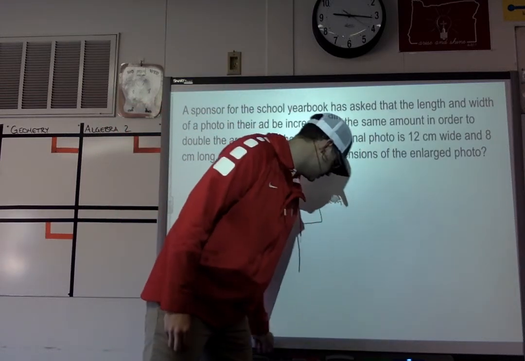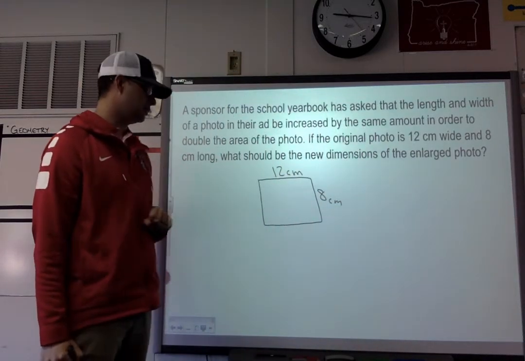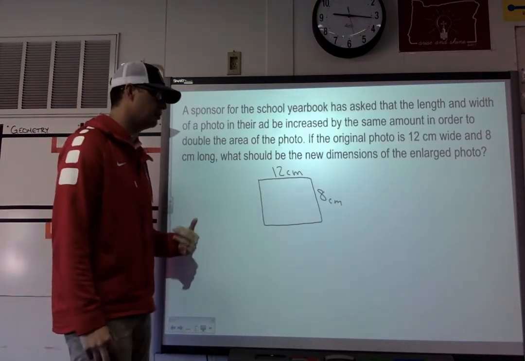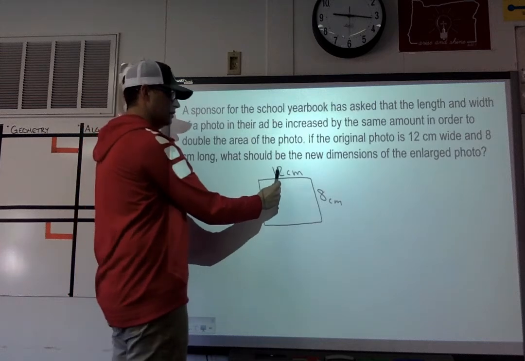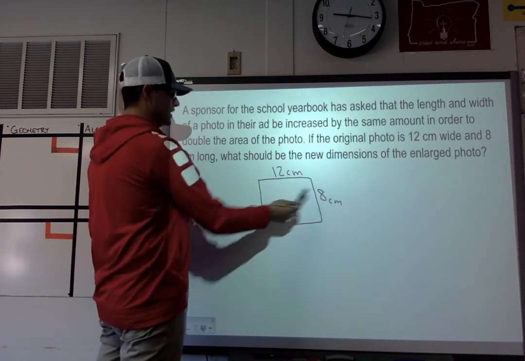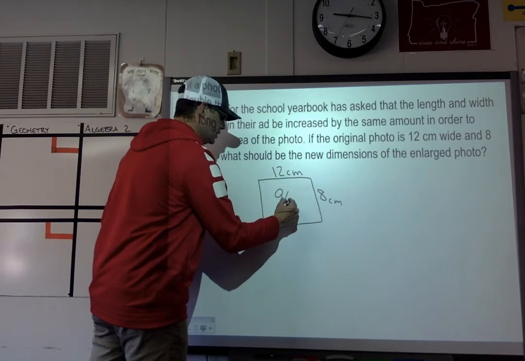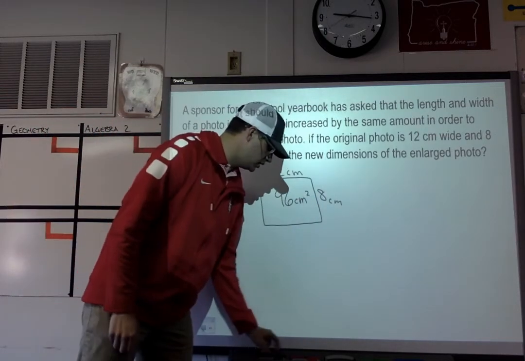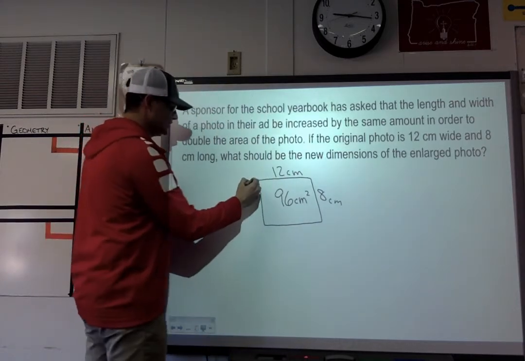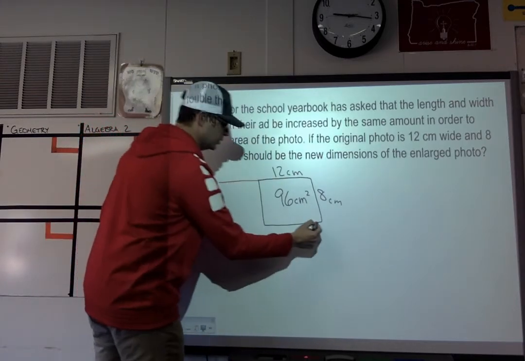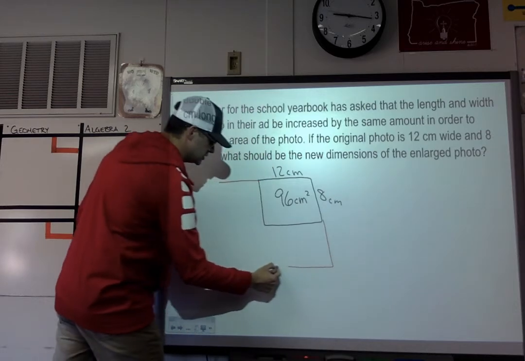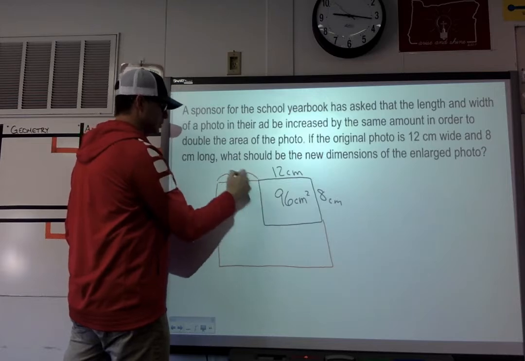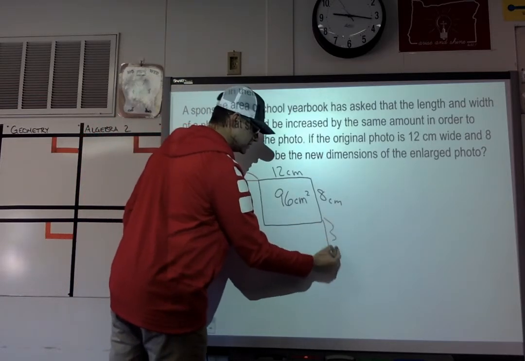So first of all, let's go ahead and figure out what the area of the original photo is, because we know that the area of the enlarged photo needs to be double that area. So area, length times width, 12 times 8 would give us 96 centimeters squared. Now we know that each side needs to be increased by the same amount. So we're going to increase the size of the photo by the same amount. Let's go ahead and call that amount x.